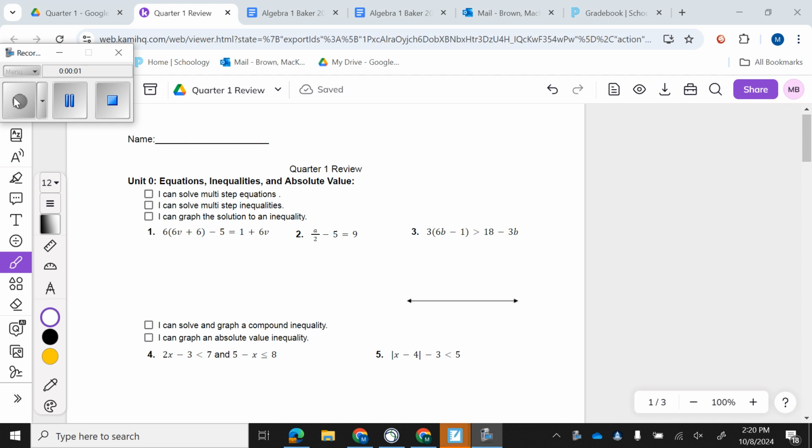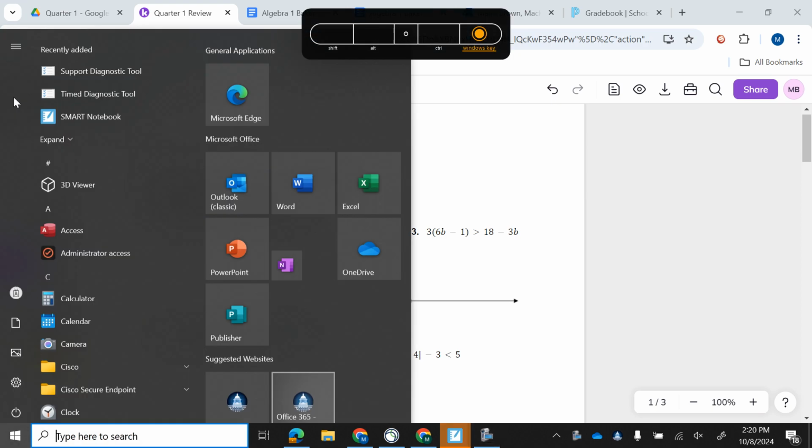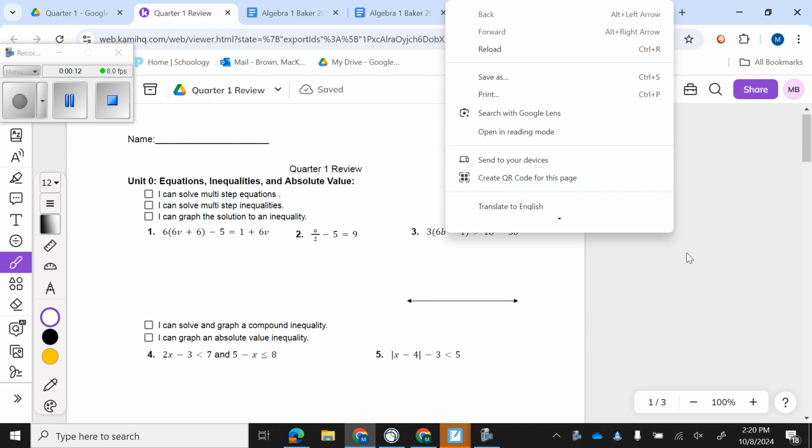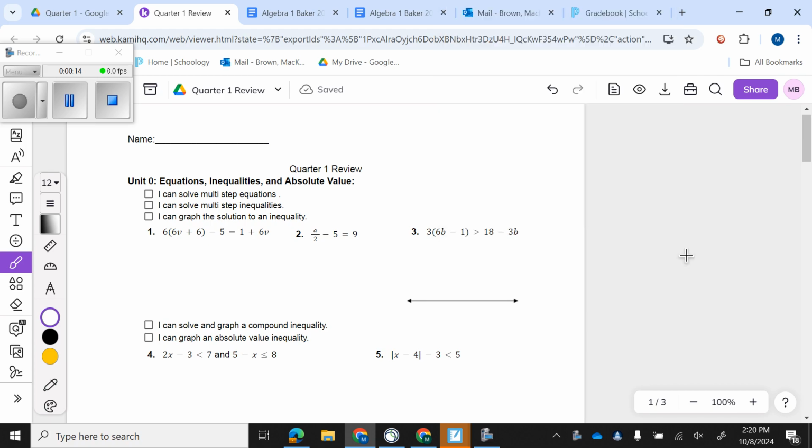Okay, we are going to work through all of these for your quarter test, which is tomorrow. I'm going to work every problem on here so you'll have a solution to everything you need. All right, so we're going to start with solving equations.